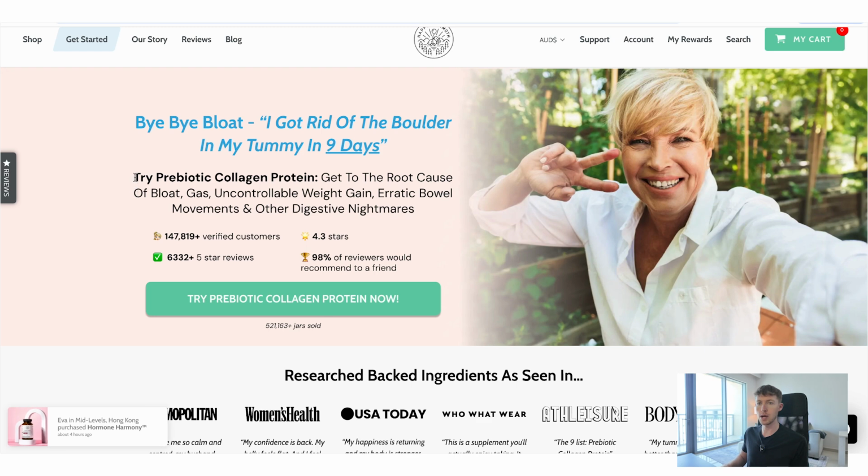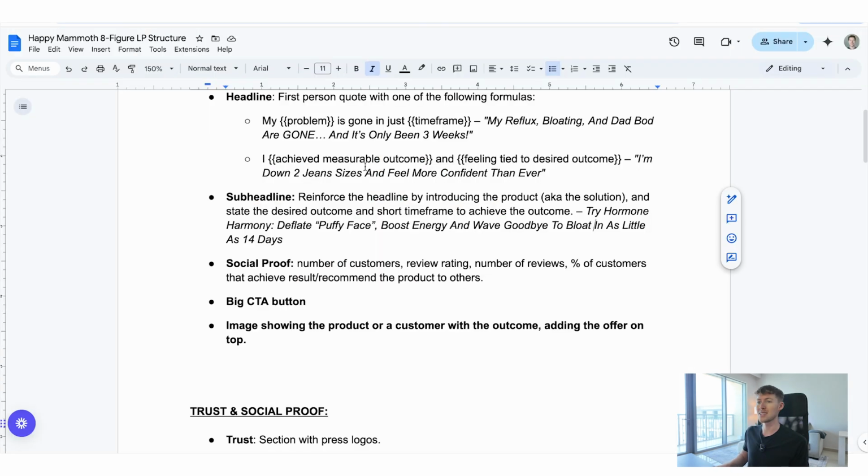So here's another example, try prebiotic collagen protein, get to the root cause of bloat, gas, and uncontrollable weight gain, erratic bowel movements, and other digestive nightmares. This one doesn't include the time frame, right? But again, just another example. So that is a subheadline.